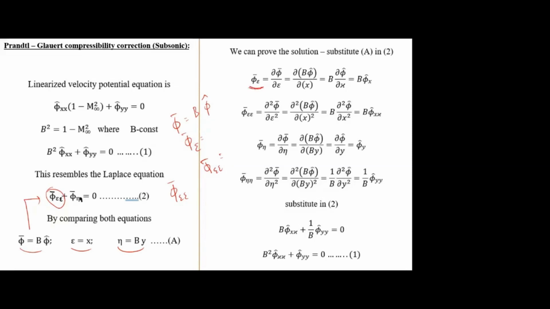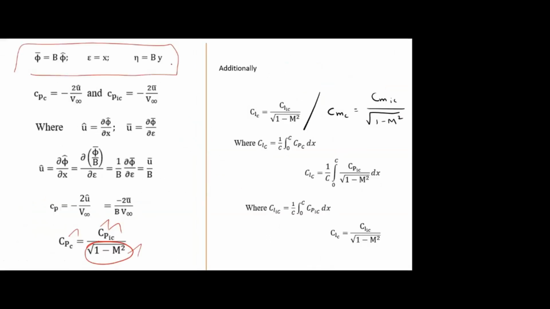First I am finding phi bar zeta, which is dou phi bar divided by dou zeta, and instead of phi bar, I can substitute B phi cap. B is constant, so take it outside, and the remaining is dou phi cap divided by dou x, that is phi cap x. So all three terms we have to substitute. Instead of phi bar, B phi cap; instead of zeta, x; B is outside, and the remaining term you will get. Then phi bar zeta zeta means dou squared phi by dou zeta square. Same procedure: replace these two and you will get this term. Similarly, you can do it for eta also. Now substitute in the second equation and you will get the first equation. This is the verification procedure. Once we have verified, this is our final comparison.